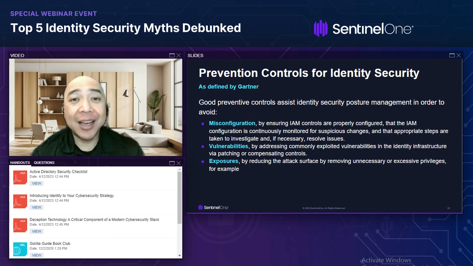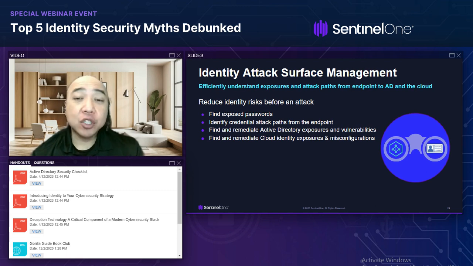They specifically say that ITDR is not prevention. There are specific prevention controls for ITDR that focus on misconfigurations, vulnerabilities, and exposures. Now, they say that you're looking at misconfigurations, ensuring that IAM controls are properly configured. You're looking at vulnerabilities. You're addressing commonly exploited vulnerabilities in the identity infrastructure with compensating controls. And of course, you're looking at exposures. You're reducing the attack surface by removing unnecessary access privileges, for example. However, identity attack surface management is specialized in this, right?